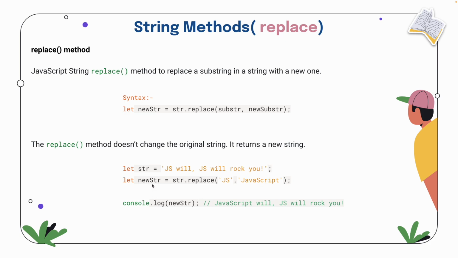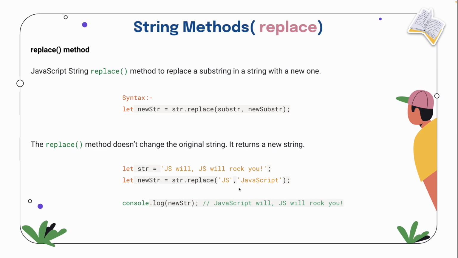So what happens now, whenever the new string comes? It will print JavaScript will, JS will rock you. But it won't change both the places. Replace will always work only for the first matching. So here it got matched, so that's why it's replaced there only. But here it matched, but it can't do anything. Okay, so replace will always replace one matching substring with another substring, but it will not change the original string. This str will be as it is, but the new str will have the new string, with this removed and JavaScript attached to it.